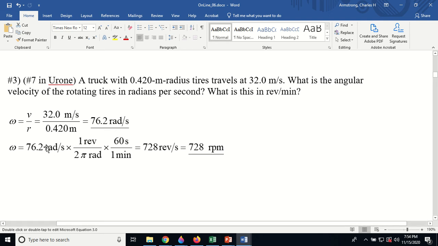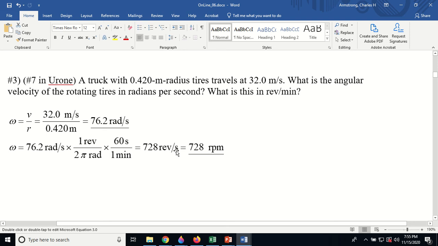We've got 76.2 radians per second. There are 2 pi radians per 1 revolution. So when you do this, you've got revolutions per second. But we want revolutions per minute, so we have to get rid of the seconds. The seconds are on the bottom here, so we put 60 seconds on the top. There's 60 seconds in 1 minute. We get 728 revolutions per minute.